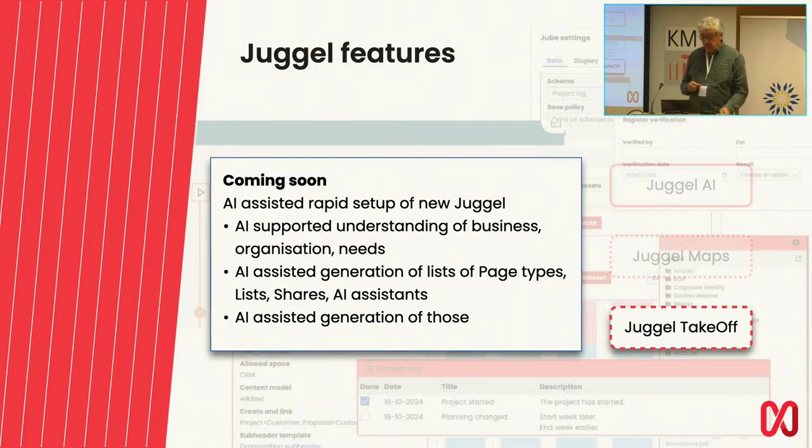And the first step is that you go in a dialogue with your AI assistant to get a good understanding of your business. The second step is that you generate lists of page types, of lists, of shares, so it's all well defined. And also AI assistants. What kind of AI assistants do you need to support your business? Why not? And then you have the AI assisted generation from the list.